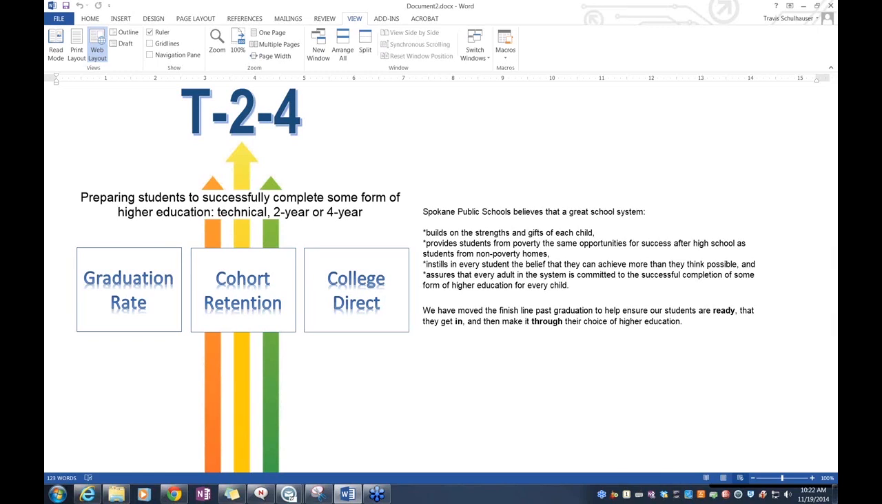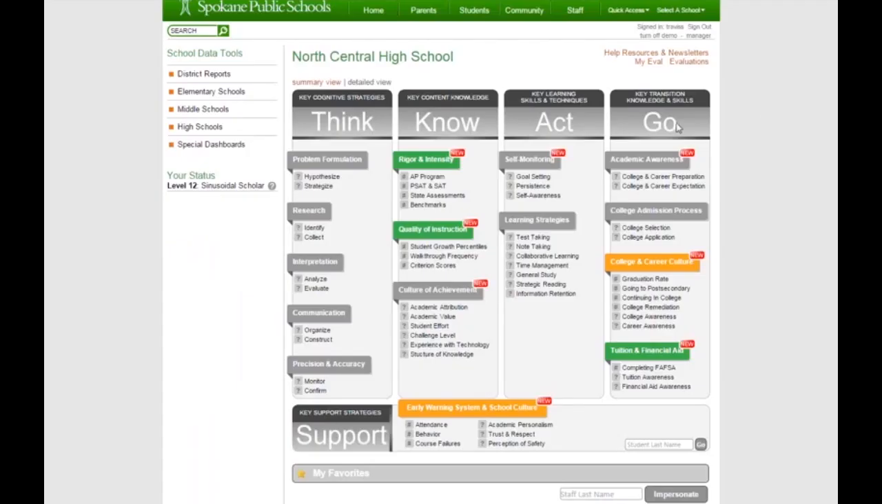So overall, I'm going to be dragging some stuff over to the screen. First thing we're seeing here is our framework. This is where all of our data is held and released out to leaders. Every single leader in the district, whether they're in a school or at the central office, has access to what we call data tools. Inside of this, you can see that our main framework around instruction and college and career readiness sits up here. That's the Think, Know, Act, Go part. And then all of our early warning system pieces sit down here under support. That's where we look at school culture, the early warning system, and everything else.